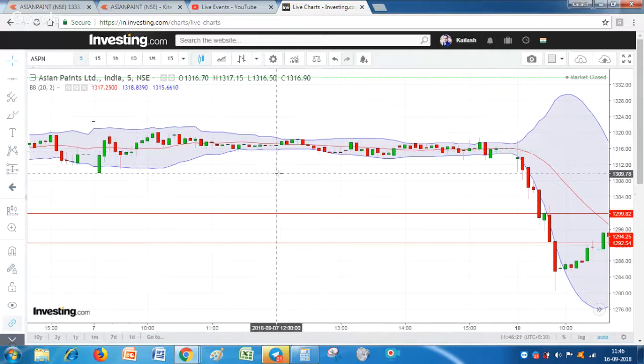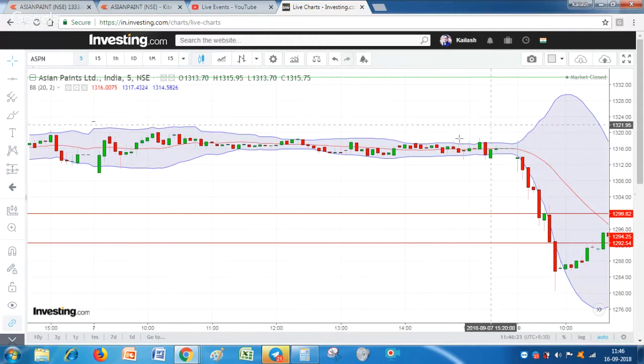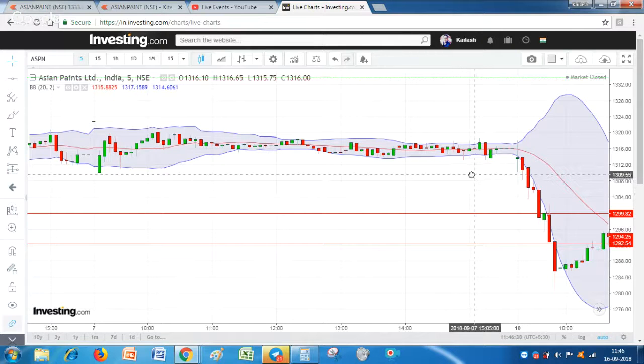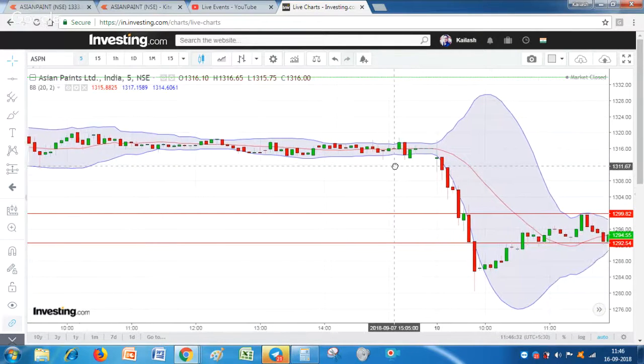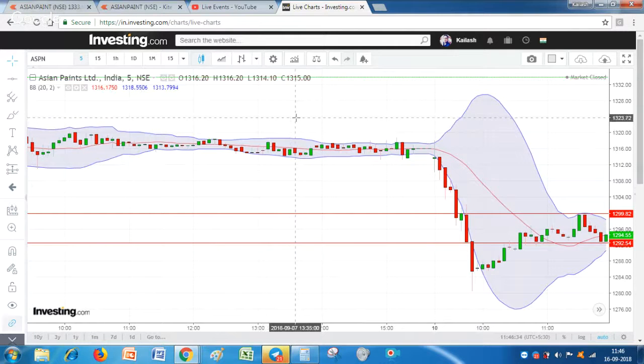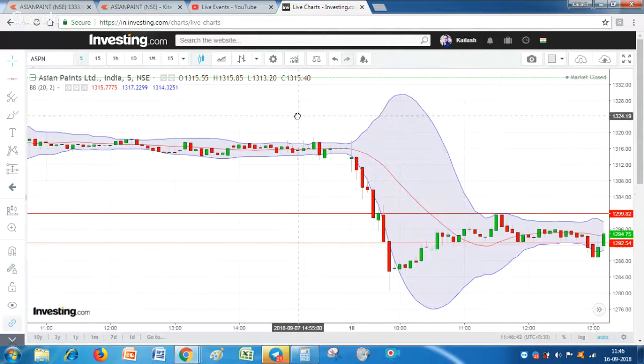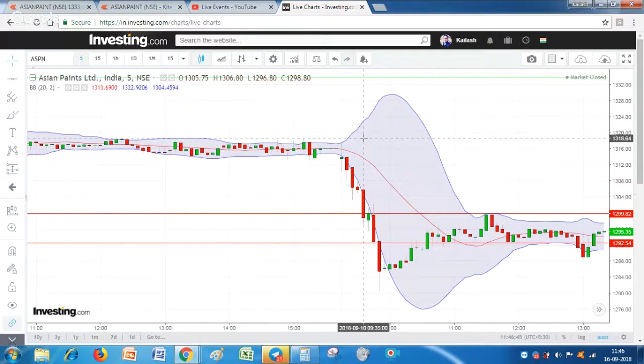Maybe it keeps narrowing for a long time. This is another strategy. Whenever you see narrowing in the Bollinger Bands, after that we should expect a big move, friends, because it is an indication of a big move to either side. So whenever we see a narrowing in the stock, we should not take any trade. We should wait for the stock to give a move to either side.